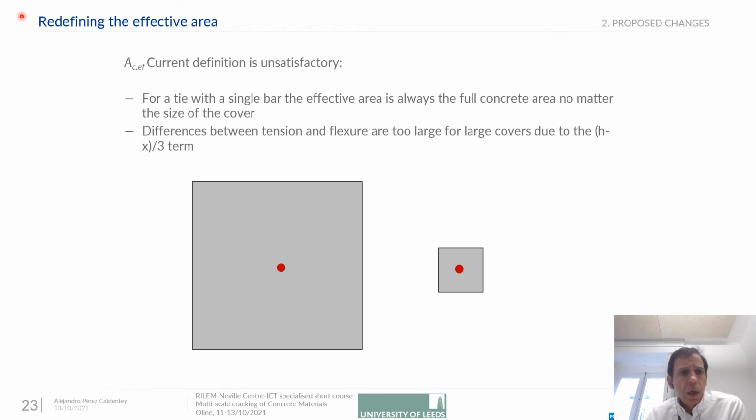Okay, we decided also that we had to redefine the effective area, and this was mainly because of two arguments. The first one is that the current definition leads to unreasonable results, because if you have a concrete square like this, very large, and just a single bar in the middle, then with the current definition, the full concrete area around the bar is effective no matter how large the element, and this is just not reasonable.